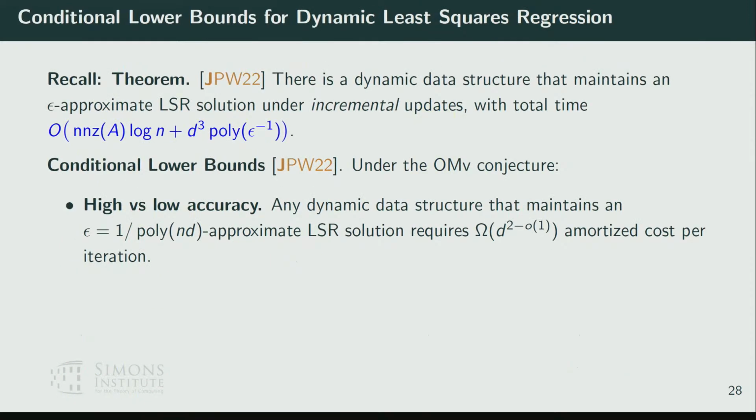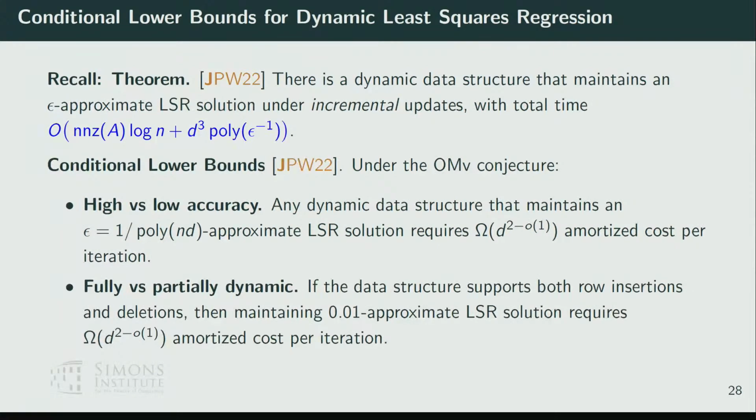And finally, I just have one last slide about the lower bound for the least squares regression. So if you see this upper bound here, you notice some difference from the static case. One is that we have polynomial dependence on 1 over epsilon instead of logarithmic dependence. So can we do better? But we show this lower bound by the OMv conjecture that actually no. If you wanted to achieve very high accuracy, it will require this squared time. So you cannot get the amortized time per iteration.